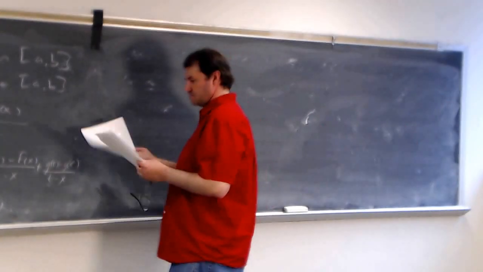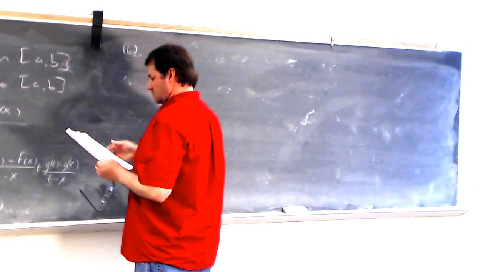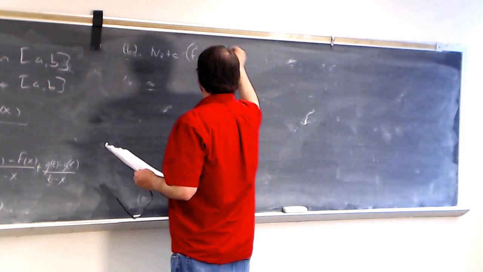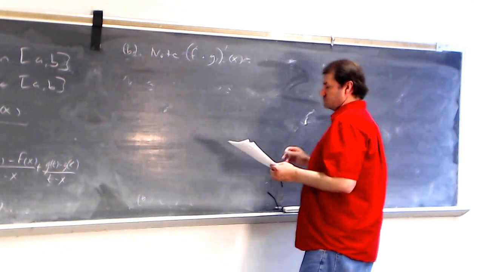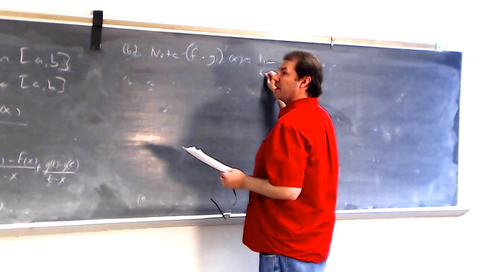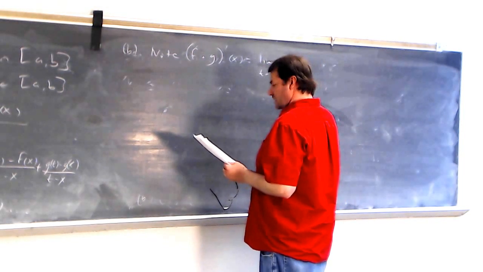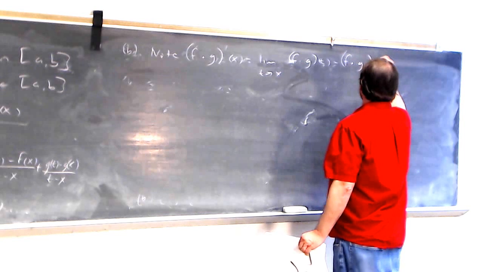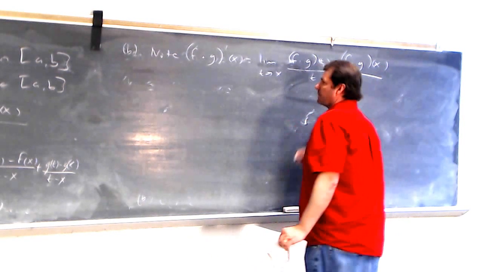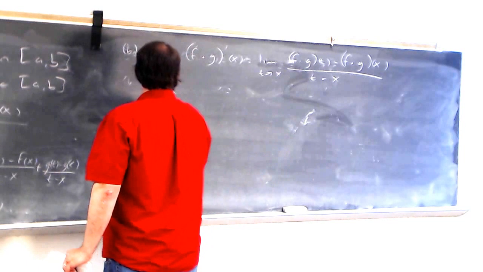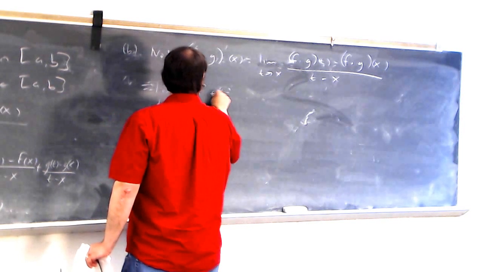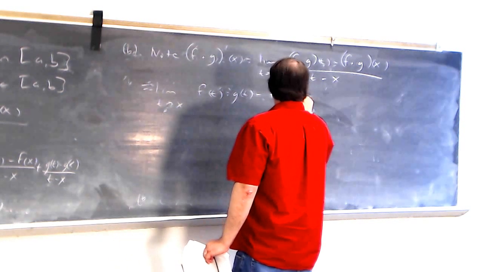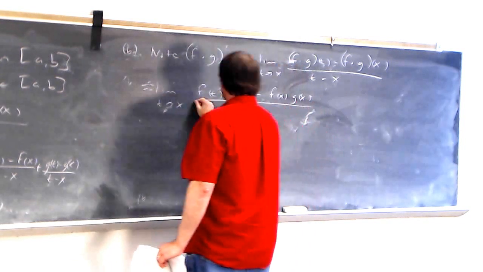For part B, product rule, note (f times g) prime acting on x is equal to the limit as t goes to x of (f times g) acting on t minus (f times g) acting on x, all over t minus x. And that's equal to the limit as t goes to x of f of t times g of t minus f of x times g of x, all over t minus x.